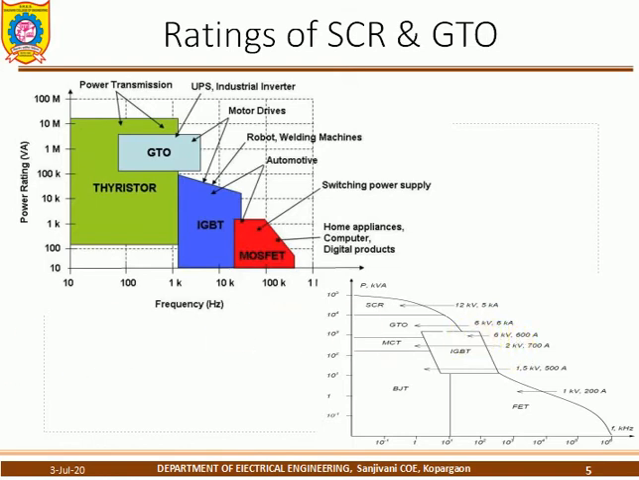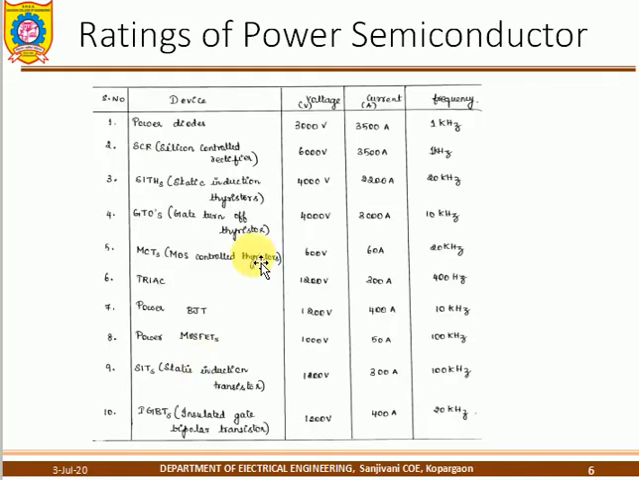The next slide shows the ratings of voltage and current. For the SCR, 6000 volts and 3500 amps, with just a 1 kilohertz switching frequency. For the GTO, it is 4000 volts and 3000 amps, which is lower in comparison. So the rating is lower than the SCR, and the switching frequency is higher than the SCR. This is one of the points.